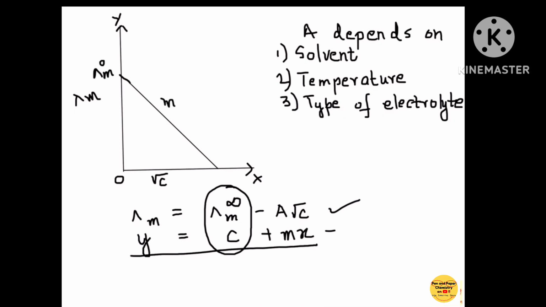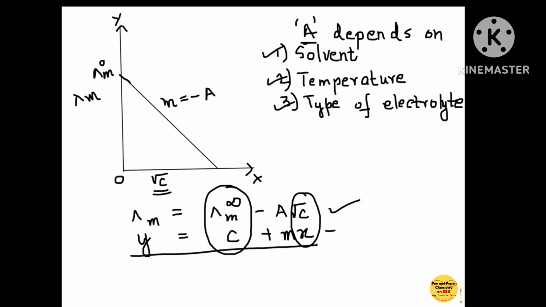The slope of this graph, m, will give us the value of minus A. And what is A? It's the Kohlrausch constant. x is the variable which we are taking on the x-axis. So here it is under root of c. What are the factors on which A depends? It depends upon the nature of the solvent, the temperature at which the molar conductivity is being measured, and the type of electrolyte. What do we mean by the type of electrolyte?